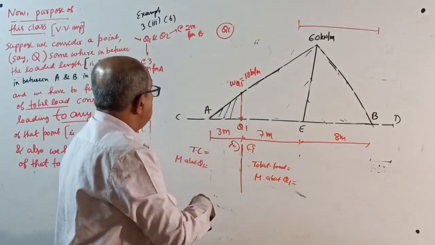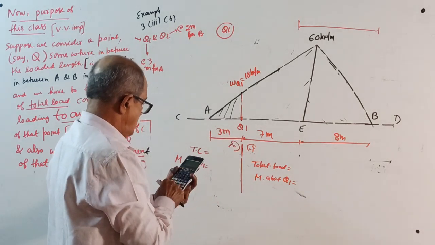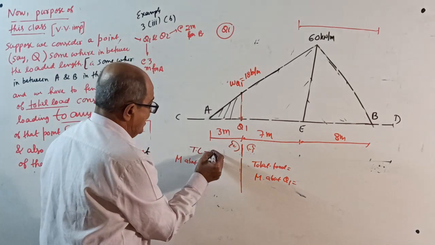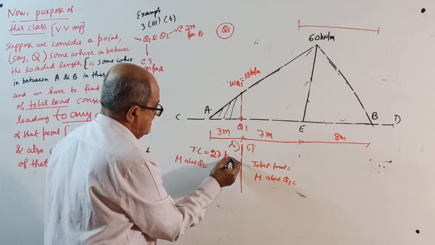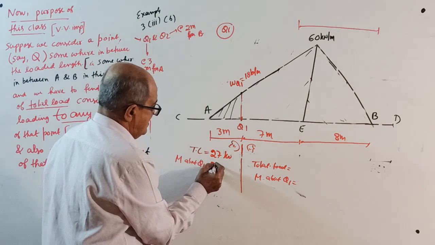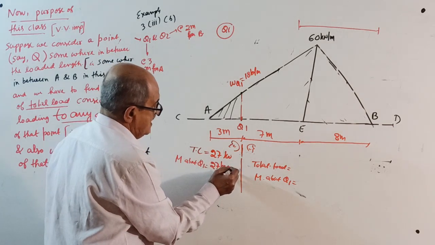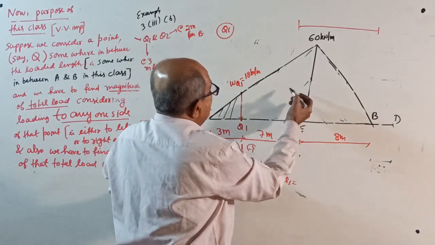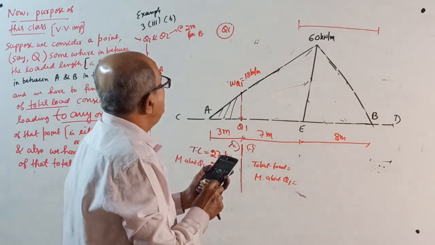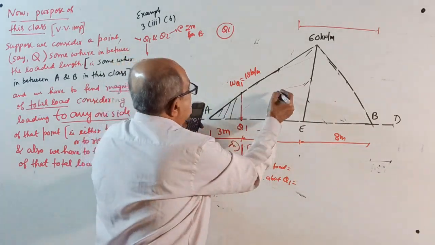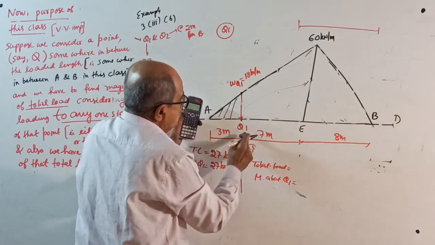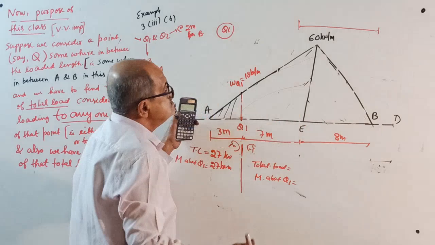If I look this side, total load is half into 3 into 18, 27 kilonewton. Direct answer I am giving. Moment about Q1 is into 1. Or that also 27 kilonewton meter. If I look right side, see, one trapezium and one triangle. For trapezium, it is this total load into this x bar distance, this triangle into 7 plus 1/3.